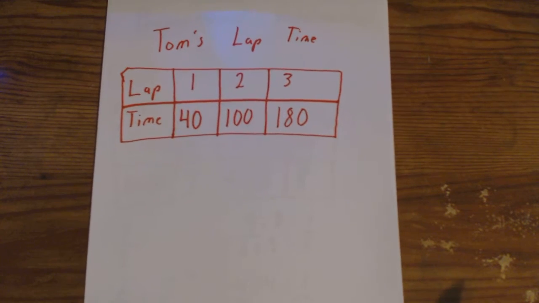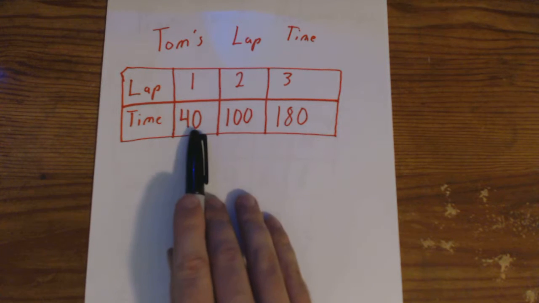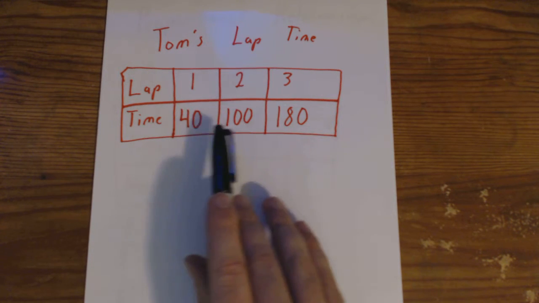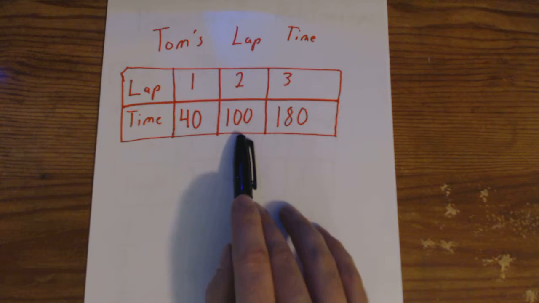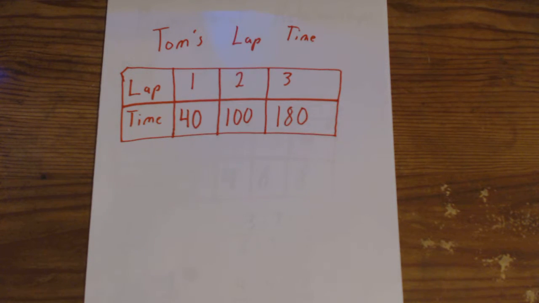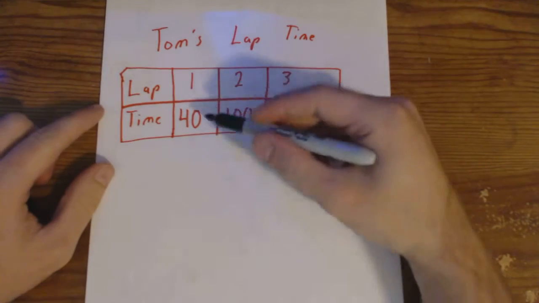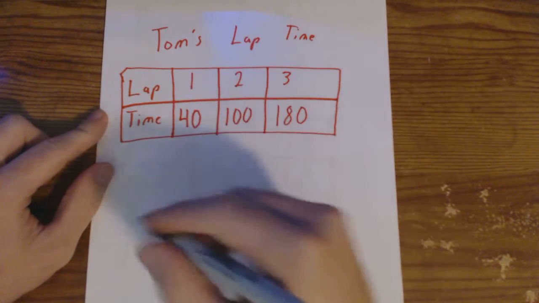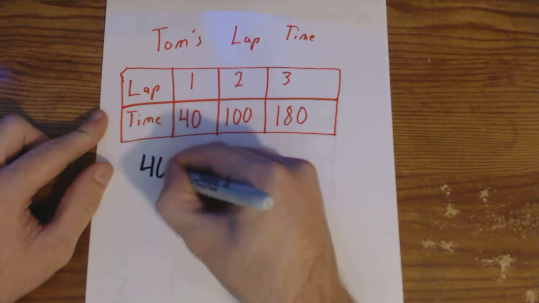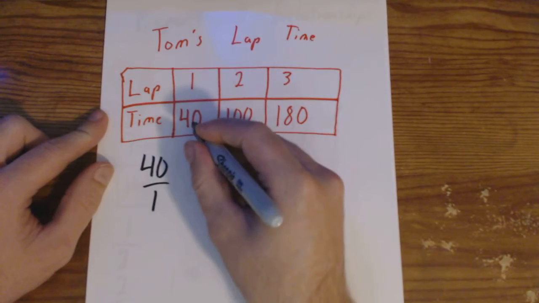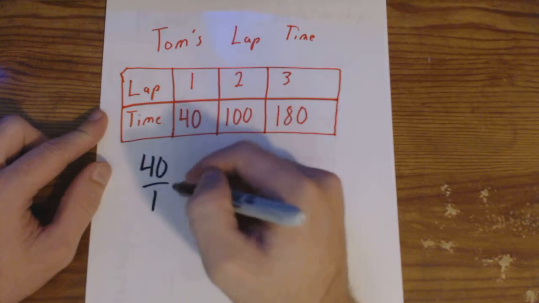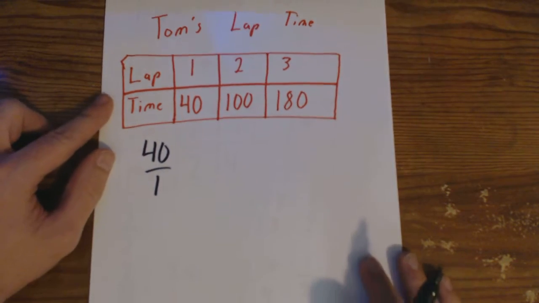Okay, so now we have Tom's lap time. Tom ran 3 laps, and we have his time at the end of each lap. After his first lap, it was 40 seconds. By the time he completed his second lap, he was at 100 seconds. And after his third lap, he was at 180. So I'm going to set these ones up with time on top and laps on the bottom, even though it's opposite on the chart. So our first one, we had a time of 40 seconds, and he finished 1 lap.